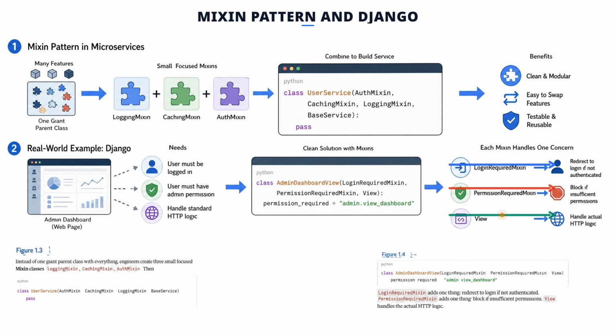The core takeaway is that the Mixin pattern uses multiple inheritance to let each class handle exactly one concern, eliminating code duplication and making your architecture incredibly flexible. To see this in action, we are now going to write our own IoT sensor management system from scratch.